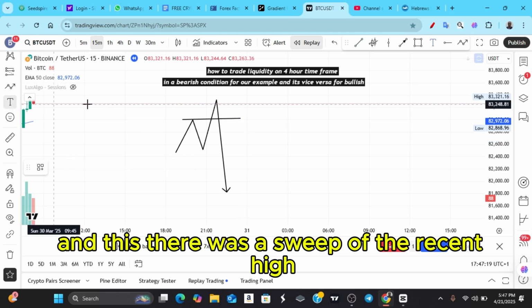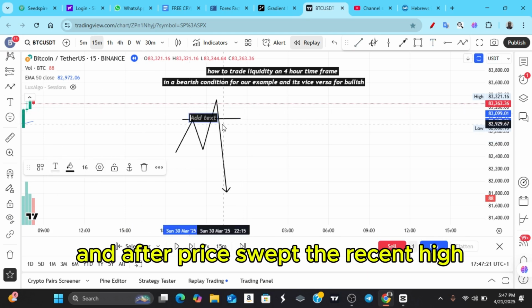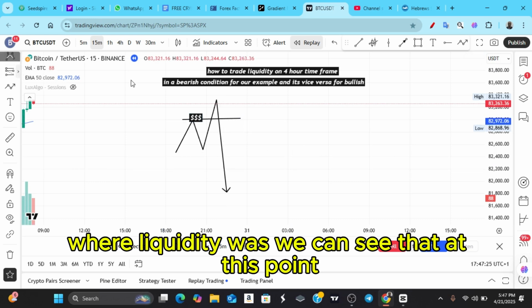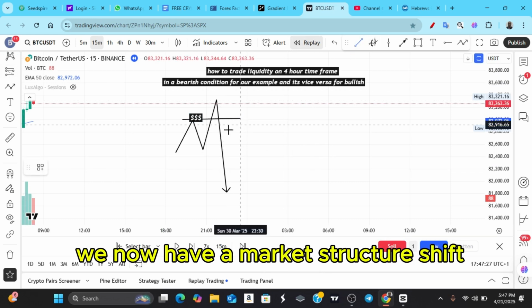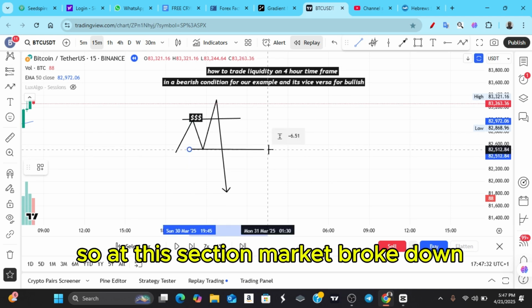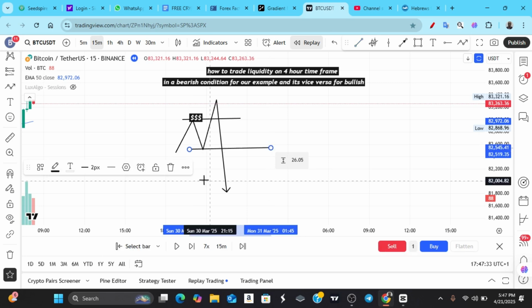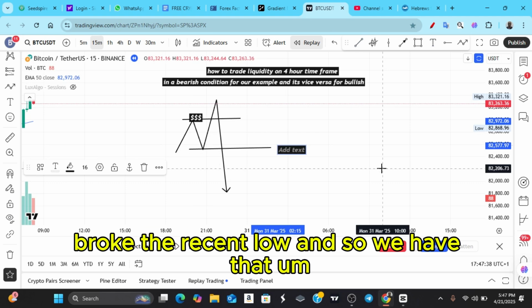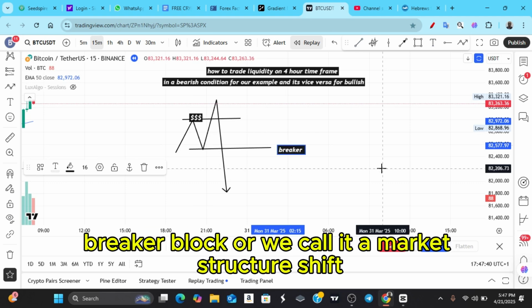was a sweep of the recent high, and after price sweeps the recent high where liquidity was, we can see that at this point we now have a market structure shift. So at this section, market broke the recent low, and so we have that breaker block, or we call it a market structure shift.